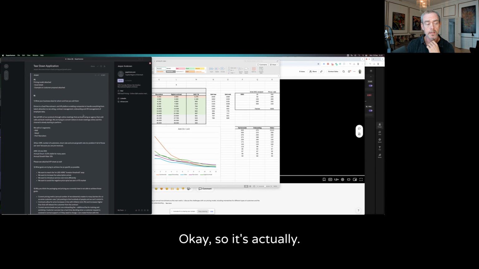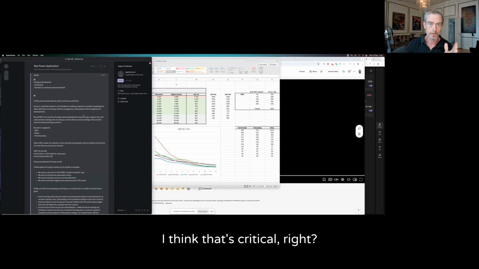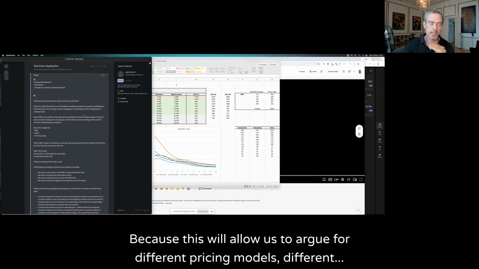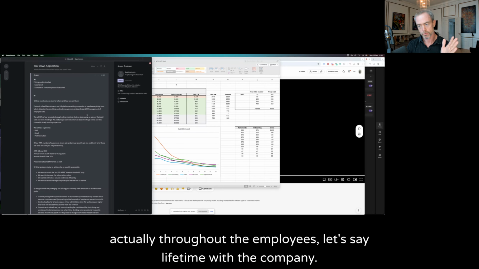Okay, so you keep delivering the value even after people are on board. I think that's critical, right? Because this will allow us to argue for different pricing models, because the value delivery now isn't a point in time at the recruitment, it's actually throughout the employee's, let's say, lifetime with the company.